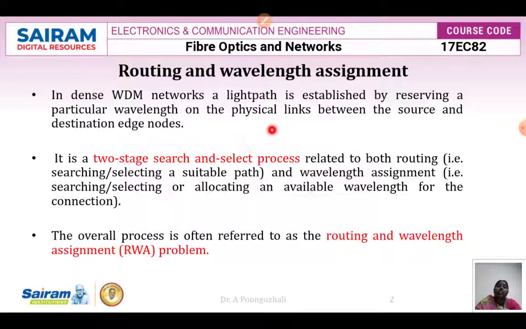and over this physical link, we are going to assign a particular wavelength, and a light path is going to be established over this physical link. So it is a two-stage process where we are going to search and select. Here the search is related to routing. First we are going to select a suitable path, and then a wavelength is going to be assigned based on searching and selecting a suitable path. Then the overall process is referred to as the routing and wavelength assignment problem.